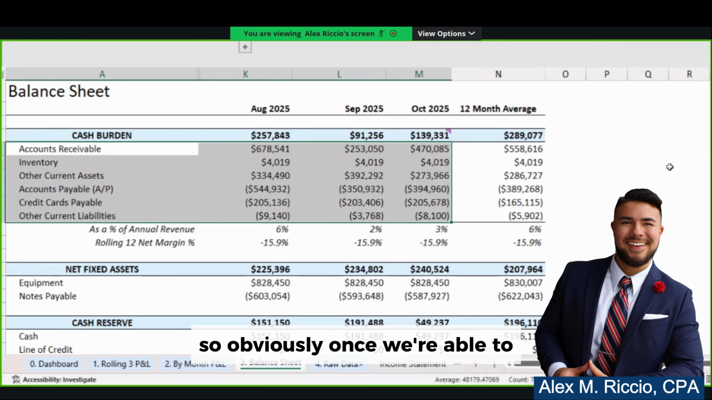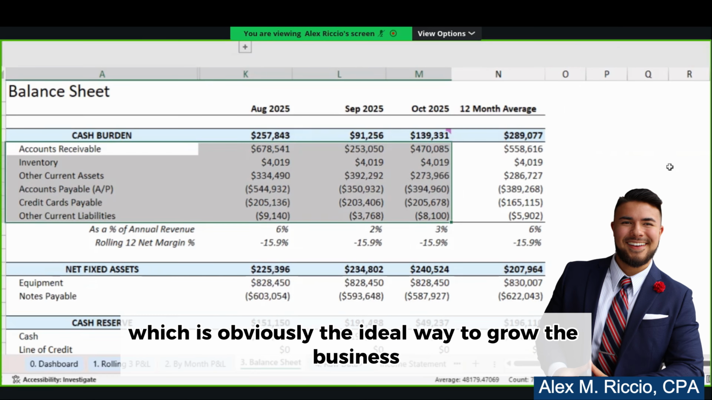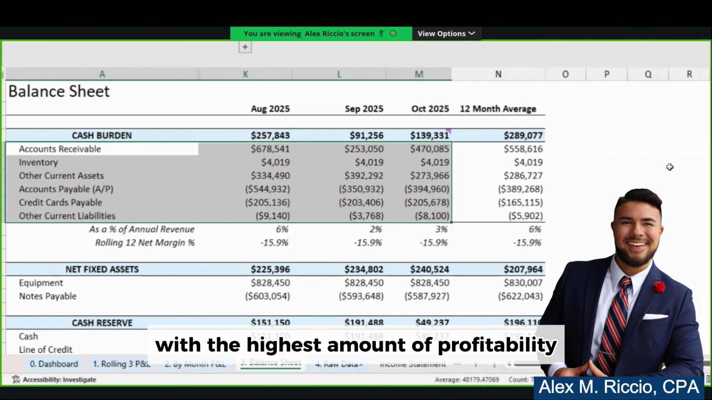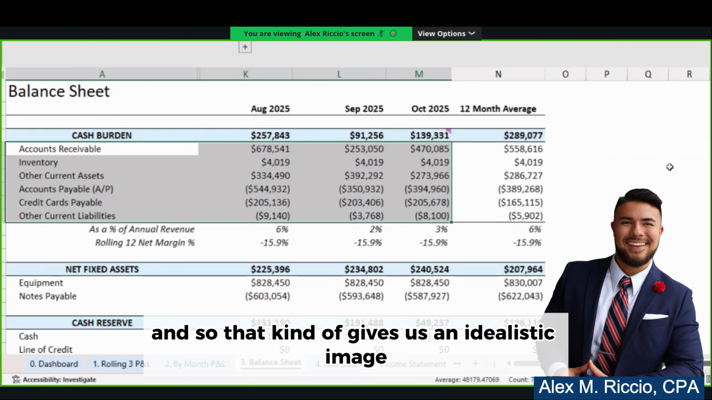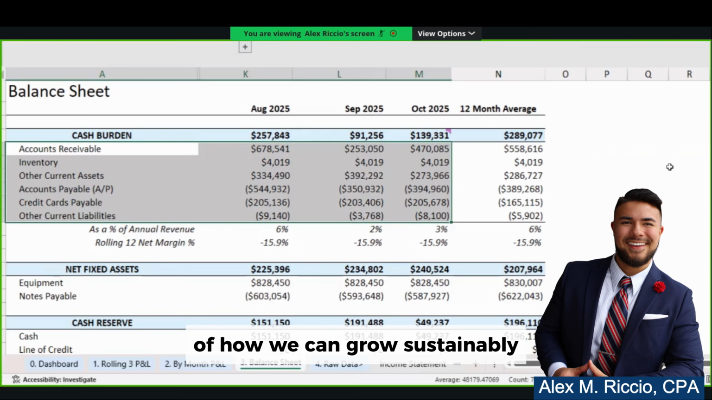So obviously, once we're able to fix up the net margin through the labor efficiency we just talked about in the last slide, and our cash burden is lower, we're able to grow the business without any outside capital, any owner's contributions, which is obviously the ideal way to grow the business, with the lowest amount of cash burden, with the highest amount of profitability. And so that kind of gives us an idealistic image of how we can grow sustainably.